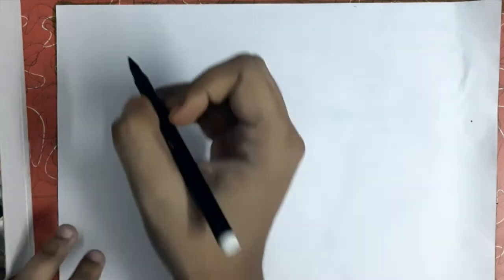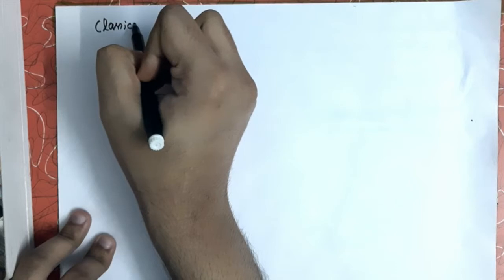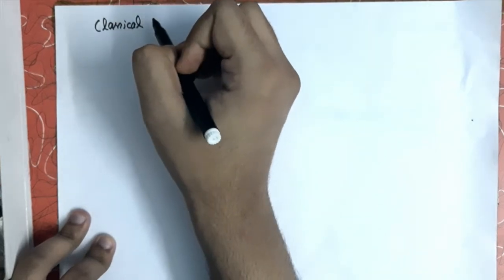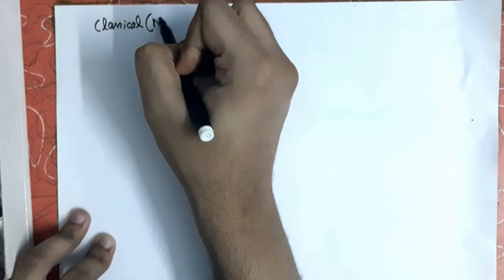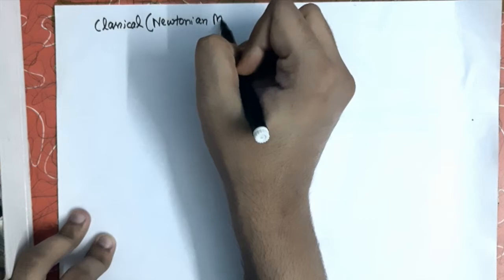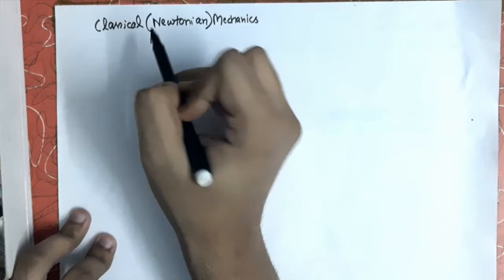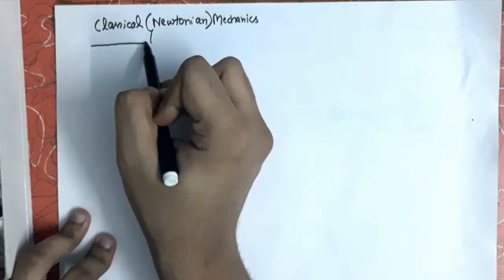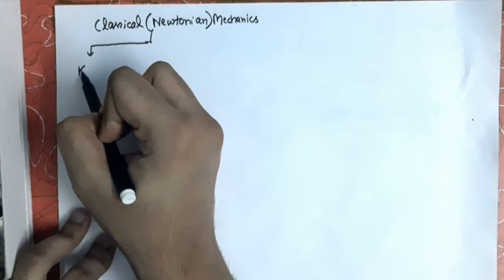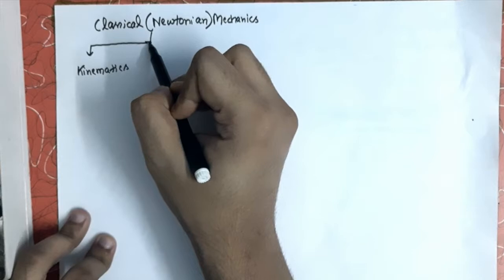So, when we say kinematics, what is kinematics? We need to know that first. When we say classical mechanics, or specifically Newtonian mechanics, it has two parts. The first part is called kinematics, and the second part is called dynamics.